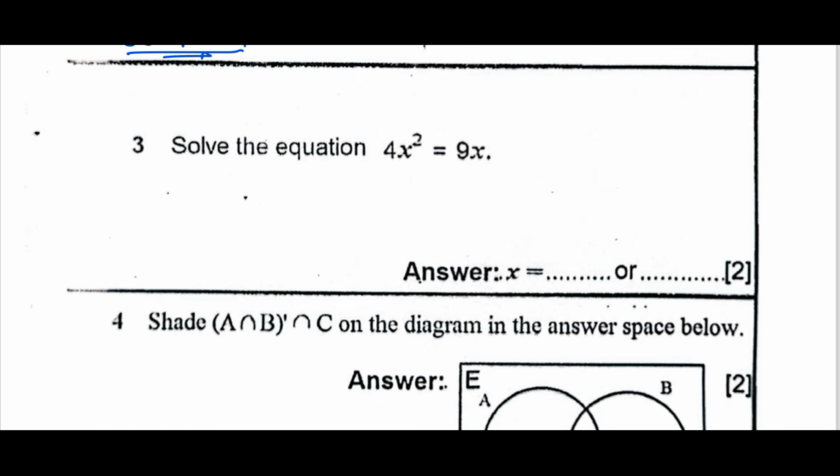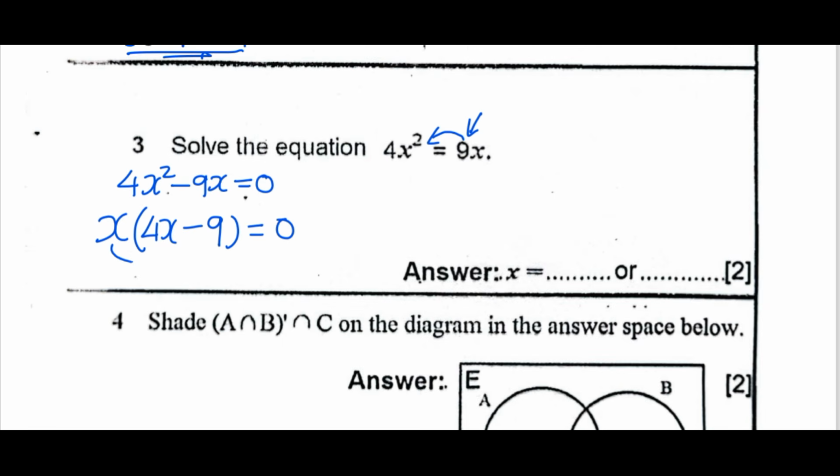Solve the equation. Whenever we have a quadratic equation, the first step is to make sure that there is a 0 on one side. So how can we make the 0? This 9x will shift to this side, so we have 4x squared minus 9x is equal to 0. Then we are going to factorize. What is common between these two expressions? x is common. Then x into 4x squared is just 4x, minus x into 9x is just 9, is equal to 0. So the first value of x is equal to 0.